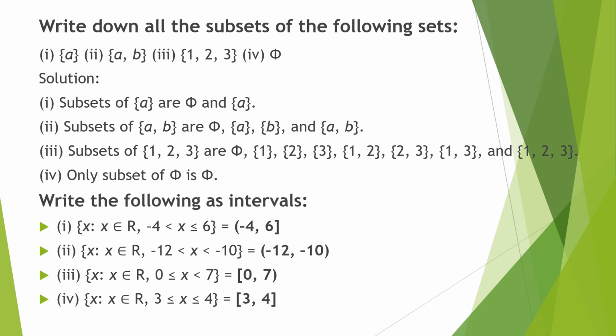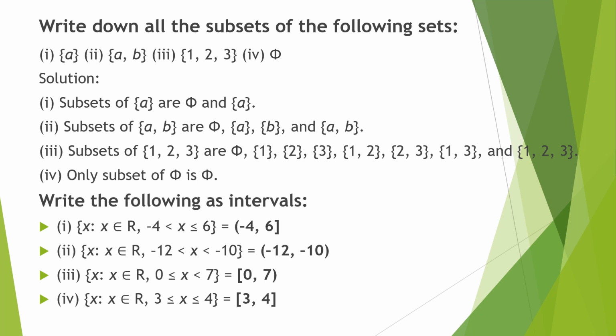Second case, suppose a set has two elements A and B, then 2 raised to 2 means 4. Which are the subsets of it? Null set and the set itself, that means null set and the set consisting of A, B. In addition to that, the set consisting of just element A and the set consisting of just element B. So these are the subsets.